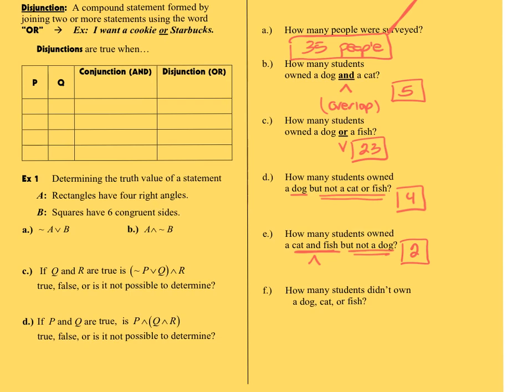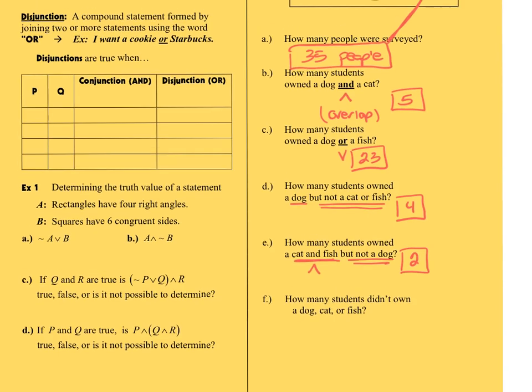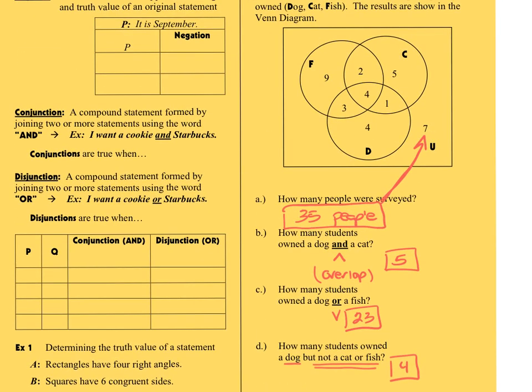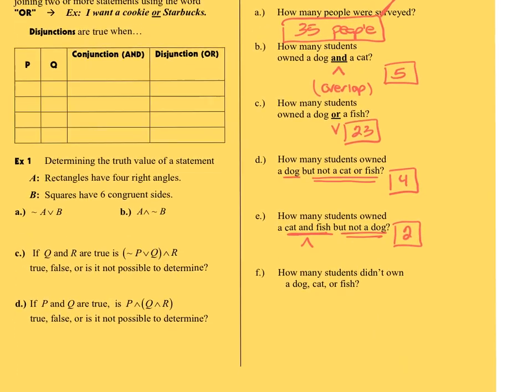Lastly, we want to know how many of our students didn't own any of our animals that we surveyed. They didn't own a dog, they didn't own a cat, and they didn't even own a fish. They didn't own any of our animals. And we're going to find that one by this extra number that's sitting outside. These were people that I surveyed that couldn't land in one of these spots. So that one is our 7.